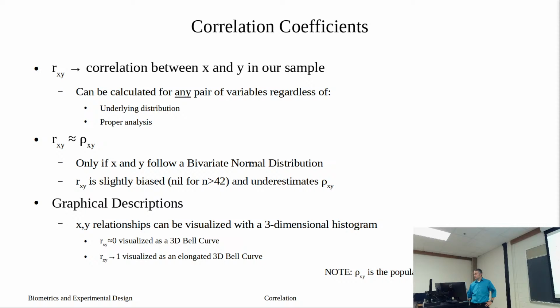But the catch with this is if we have a small sample size, then we're going to be biased. We're going to slightly underestimate the true population parameter. What's a small sample size? Basically under 40. Once we hit 40, that bias becomes so small that we can ignore it. How do we visualize these associations? Scatter plots. There's also a thing called a three-dimensional histogram that we could do.